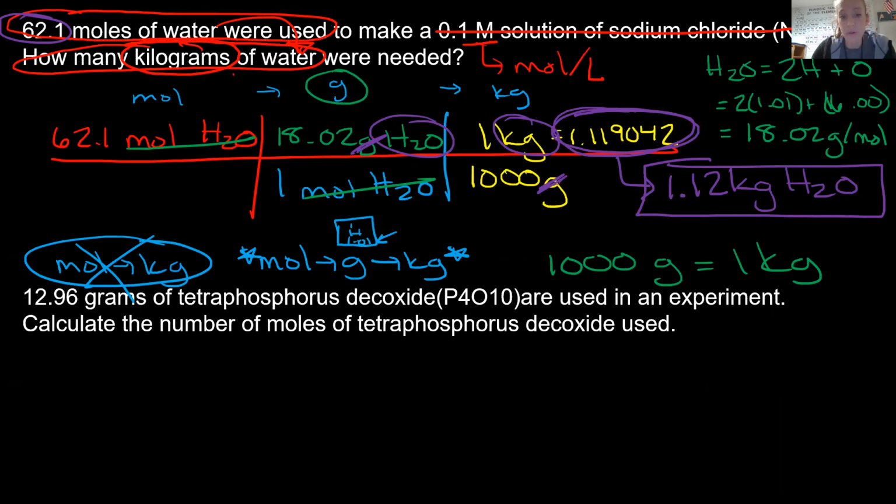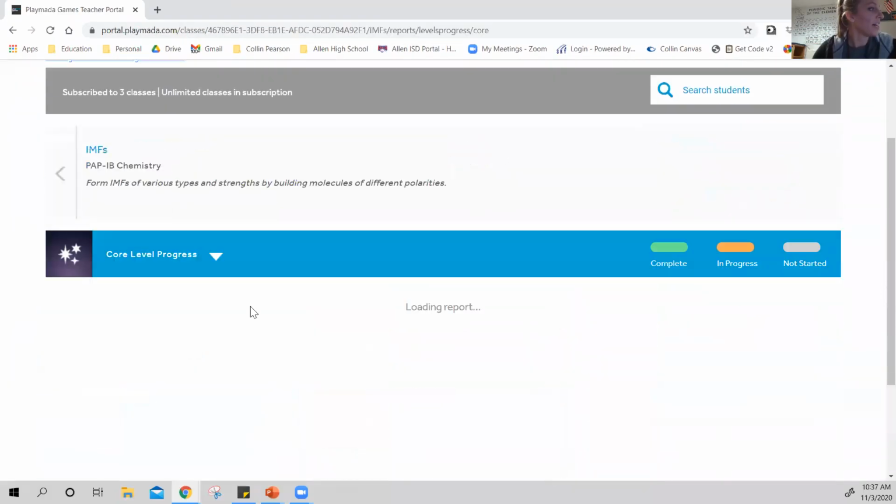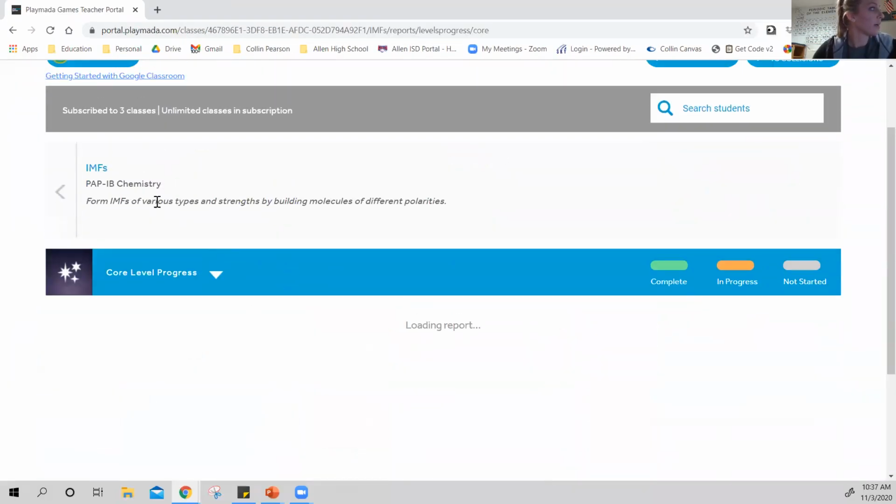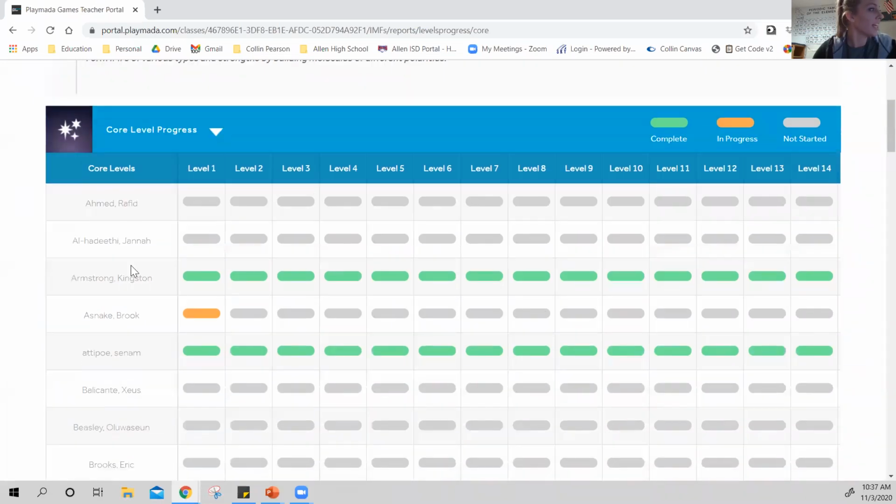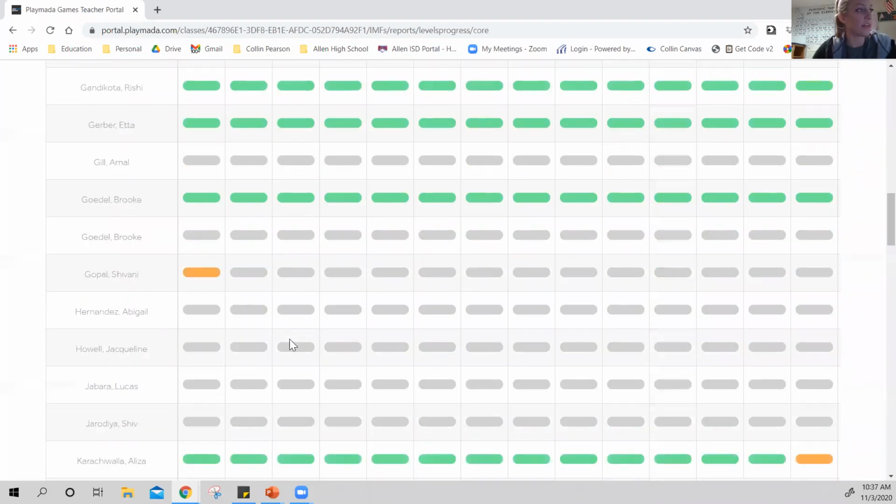I'm going to go to the teacher portal and show you what I can see. Yesterday, a lot of people started playing the wrong level. You need to play the IMFs level only. The link to play is in the Canvas assignment. If I click this class, go to IMFs, and look at progress, I can see every individual student's progress.